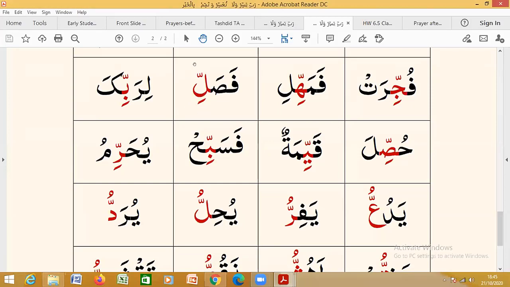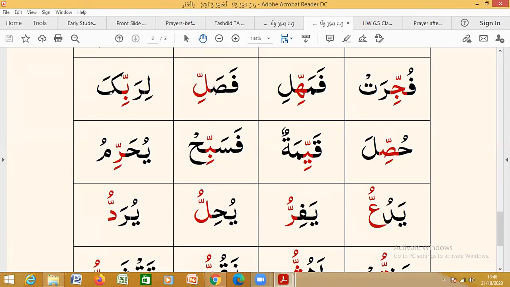Fasolli. Well done. So lam is the mushaddad letter in this case. So we've joined the sad to the lam. Solli. Fasolli. Perfect. Let's have a go at this one now. Could you try by yourself? Lirobika. Perfect. Well done. Really nicely read. And you read that really fluently as well, which was excellent.